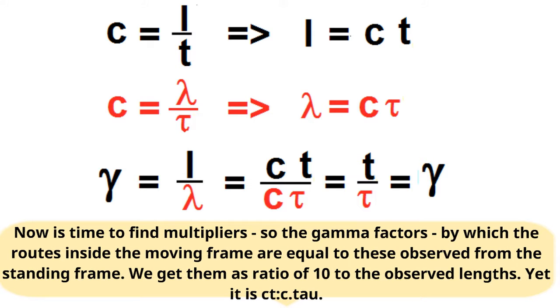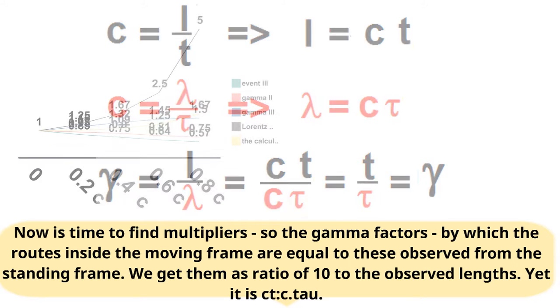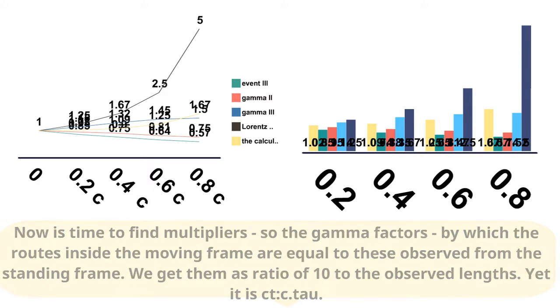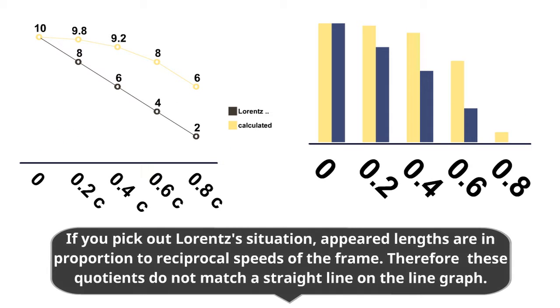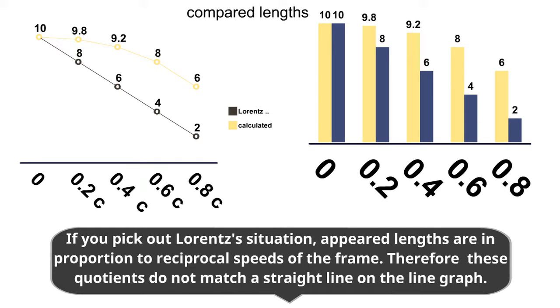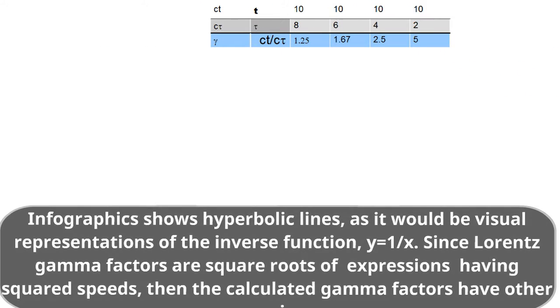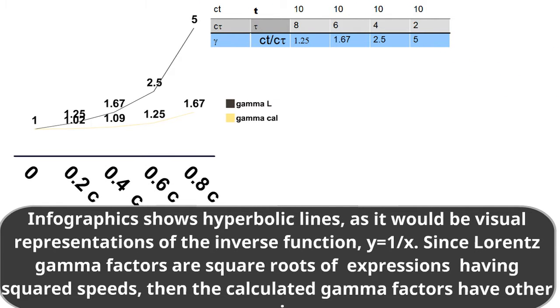Now is time to find multipliers, so the gamma factors, by which the routes inside the moving frame are equal to those observed from the standing frame. We get them as the ratio of the lengths, that is Ct to C tau. If you pick out Lorentz's situation, observed lengths are in proportion to reciprocal speeds of the frame. Therefore, these quotients do not match a line on the line graph. The infographic shows hyperbolic lines, as it would be visual representations of the inverse function y equals 1/x.